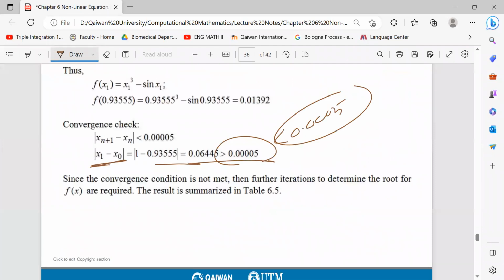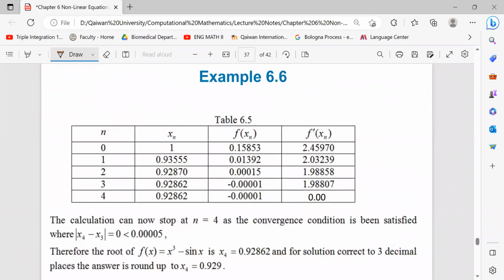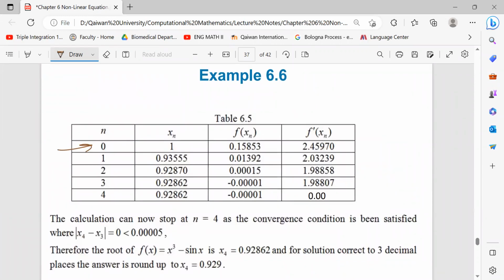So no, it's not that. This one is greater than the error. So we are going to continue. This is the first step. And then in 5 steps, we get the result. And this is F prime. And this is F. Okay?